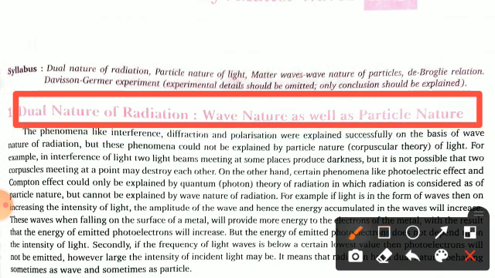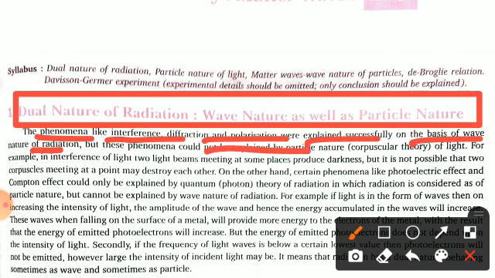Clear? Phenomena like interference, diffraction and polarization, which we had already covered in our previous lectures, were explained successfully on the basis of the wave nature of radiation. But these phenomena could not be explained by the particle nature, that is the corpuscle theory of light. For example, in interference of light, two light beams meeting at some places produce darkness. But it is not possible that two corpuscles meeting at a point may destroy each other.